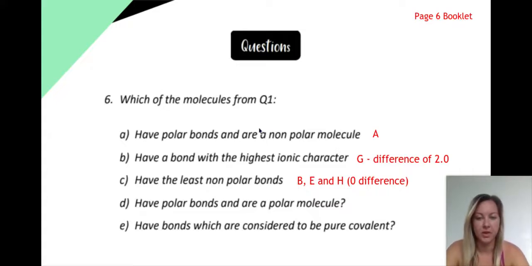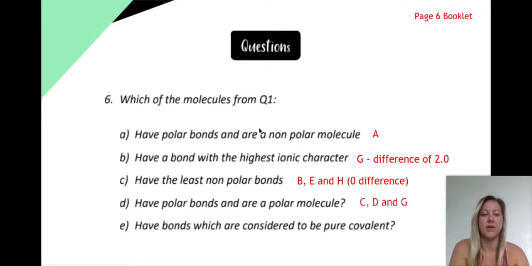6D, we are looking for molecules which have polar bonds and are a polar molecule. So that is all of the ones that we named polar, which have a slight positive side or a fully positive side and a fully negative side, where you've created a permanent dipole, and that is the opposite one. So C, D and G are your polar bonds, which are arranged in a way that you have a positive side and a negative side, so you end up with a polar molecule.